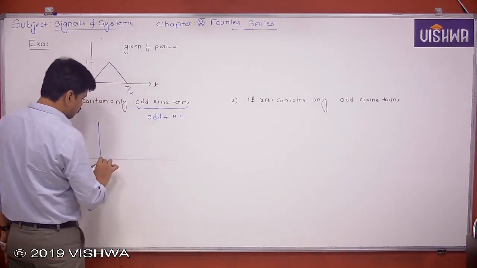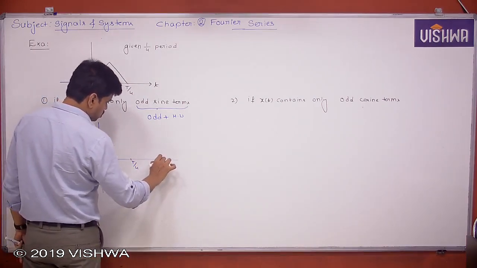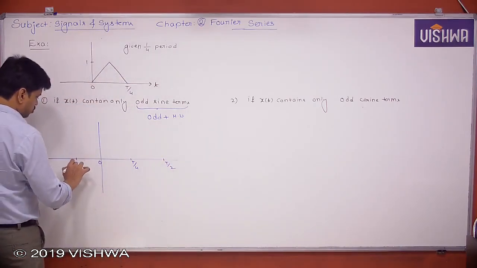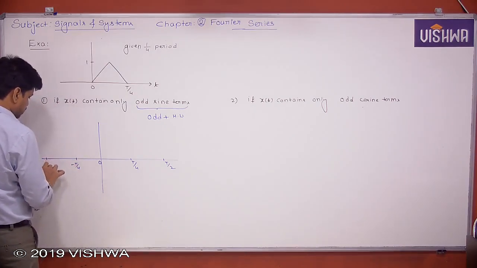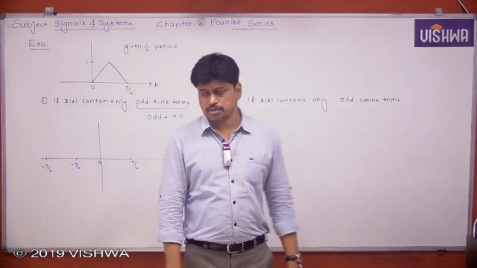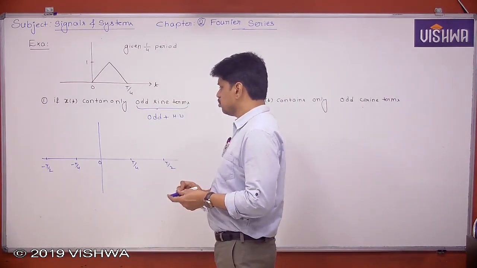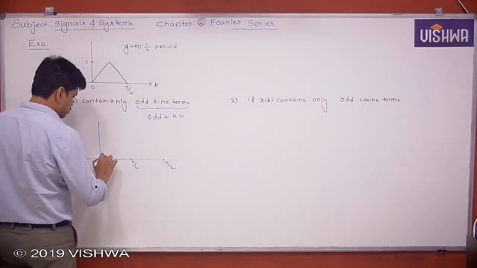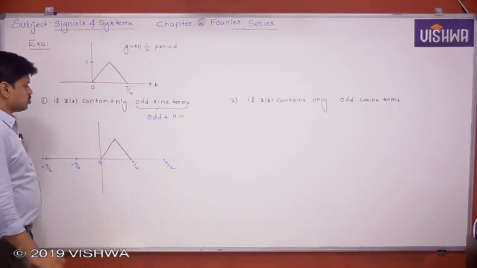I will consider the full period with points 0, T by 4, T by 2, minus T by 4, and minus T by 2. Minus T by 2 to plus T by 2 is nothing but the total period. The question is to draw the waveform for the full period. So this is what they have given.